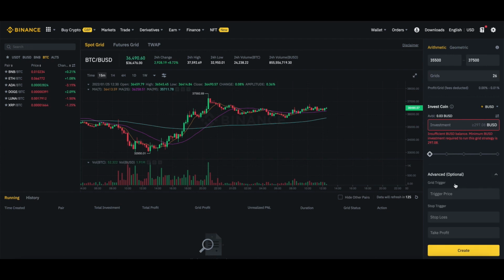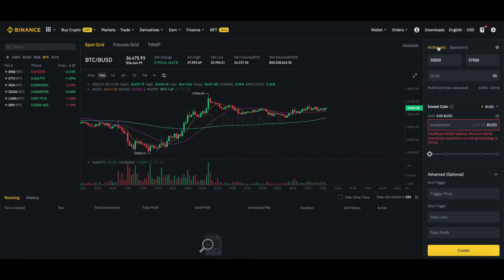And then you can put in a stop loss and a take profit on this as well, and a trigger price of when you want it to start. If you didn't want it to start straight away, if you wanted it to start when it gets further up or further down, then you could put the trigger price in there.